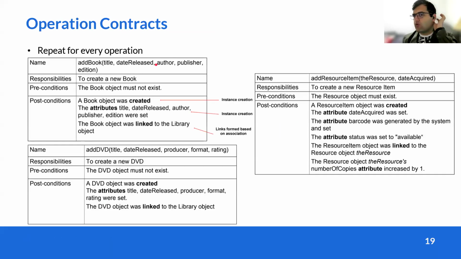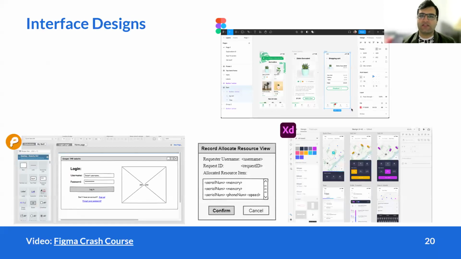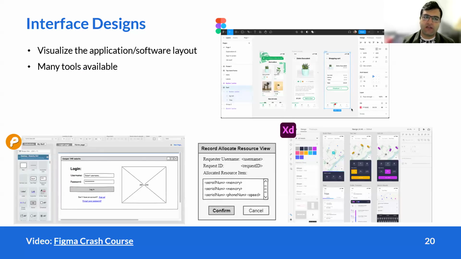Okay, so now we know how the system is supposed to behave, right? We know what each actor can do, we know how they do those things. But we still don't have a visual of how these things will look, right? Where does the librarian enter all the details? What do they click? What do they look at, right? So that's where interface designs come in, okay? Interface designs visualize what the software is going to look like.